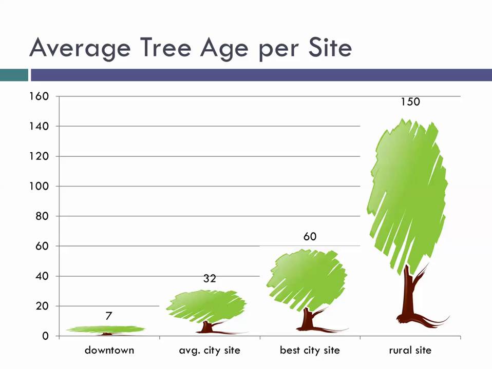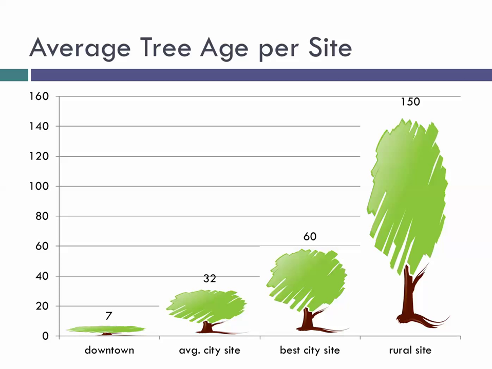So I'm showing you a chart of some research that was bandied about a couple years ago. Some people now question it, but I think it just makes a really good point about the longevity of trees in the places we live. In the average city site, trees are living about 32 years. In our best city sites, trees are living about 60 years, and in our rural locations, trees are averaging about 150 years. In our downtown areas, trees have an average lifespan of 7 years.